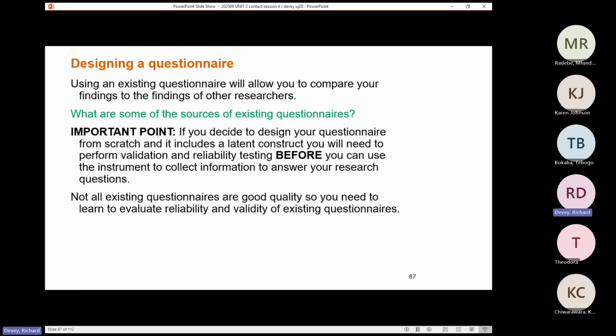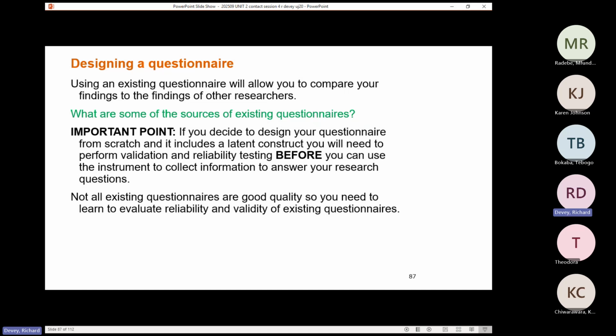So if you're doing that, you need to take an extra step, which is quite a significant step of collecting data, testing and validating the questionnaire. And then once you've got the final questionnaire, you'd have to go and collect a new sample and then do the analysis that you wanted to do originally. So it's got a very important implication.